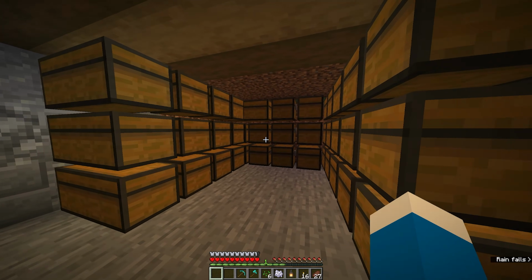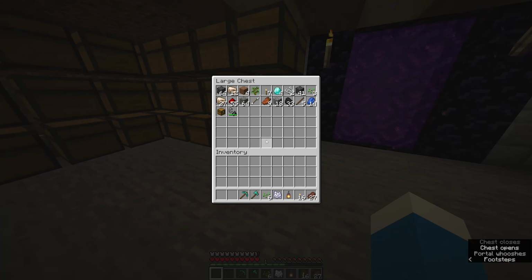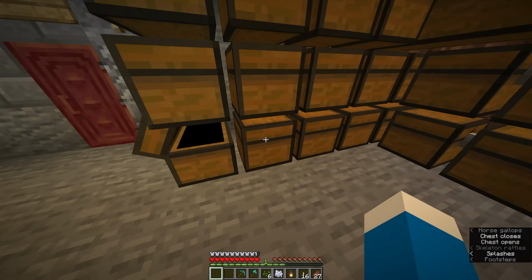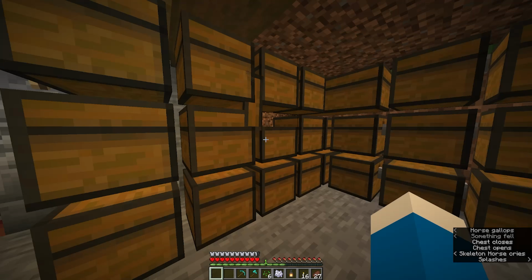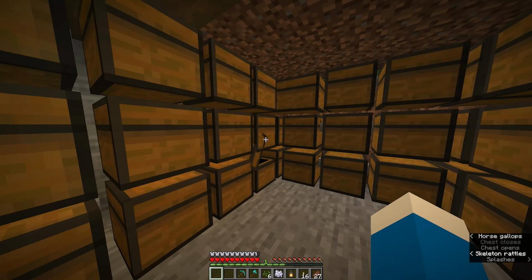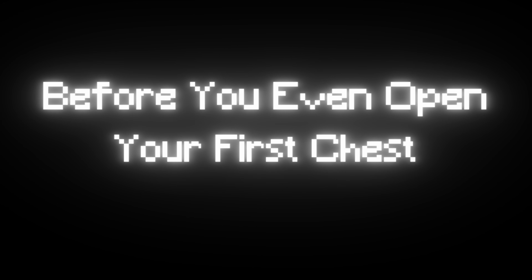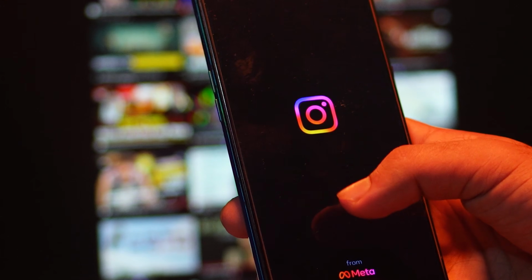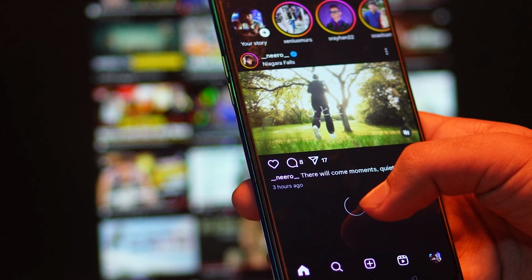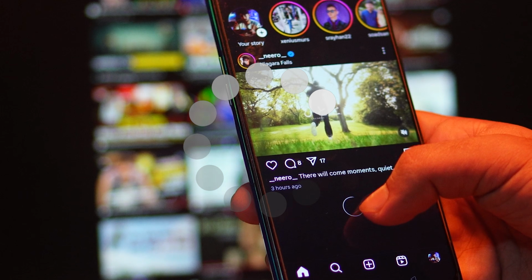How long is this going to take? Maybe you'll find them instantly. But then again, maybe it'll take hours. The weird thing is, computer scientists can actually predict how long the search will take before you even open your first chest. That same idea is why TikTok loads instantly, while bad apps freeze and crash.